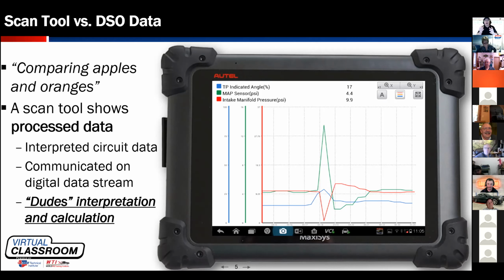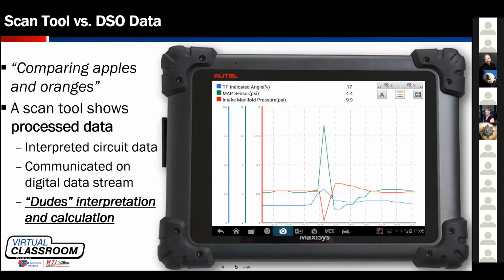But the reality of where I'm headed with this is I truly believe that a scan tool is one piece of equipment, your lab scope is another piece of equipment, and unless you combine the two, you are not getting the full picture. As I stated here, look, comparing a scan tool to a lab scope is like comparing apples and oranges. Look, the scan tool gives you, as you're very well aware, processed data. It is the interpreted value from a raw piece of data that the dude in the dash has taken, assumes is real, and then processes it, sends it to your scan tool, or what I call the dude's interpretation and calculations of what happens on the car.